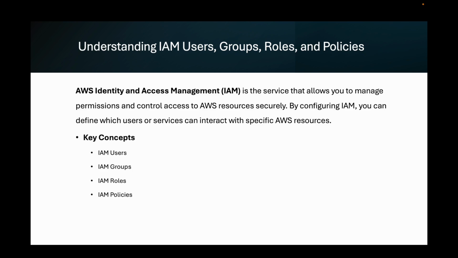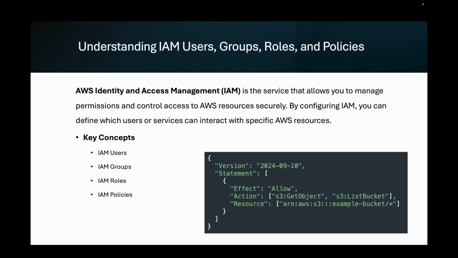Now, policies can be attached to users, groups, or roles. Here is an example of how a basic IAM policy looks, which allows read access to an S3 bucket. If you see, I've given the version number, and a statement where I have effect, action, and resource. Effect is allow permission. Action is you can get objects from S3 and you can list buckets from S3, and the resource is the example bucket that I've created.